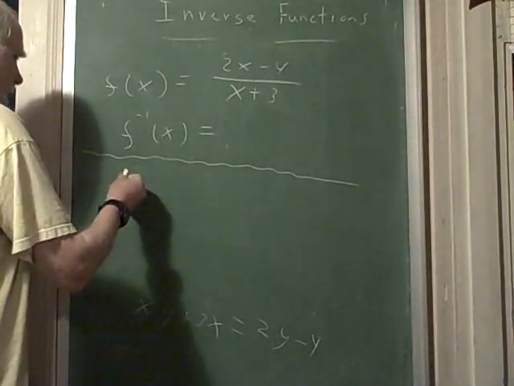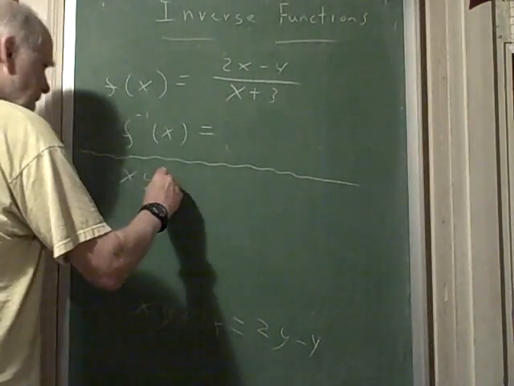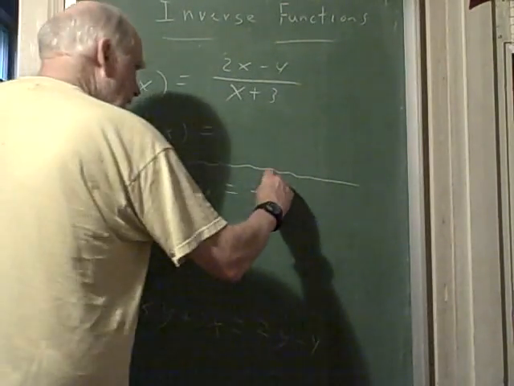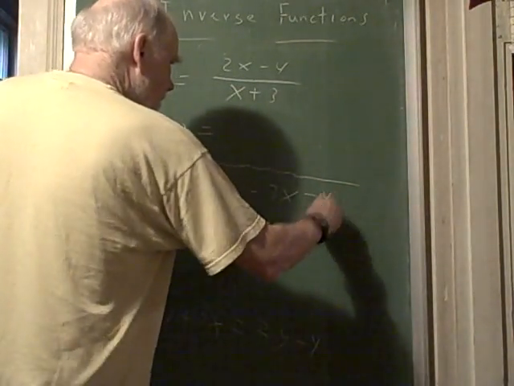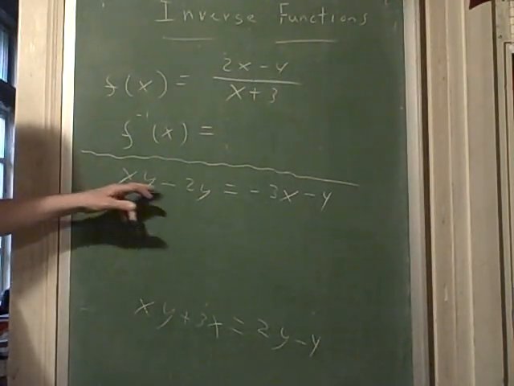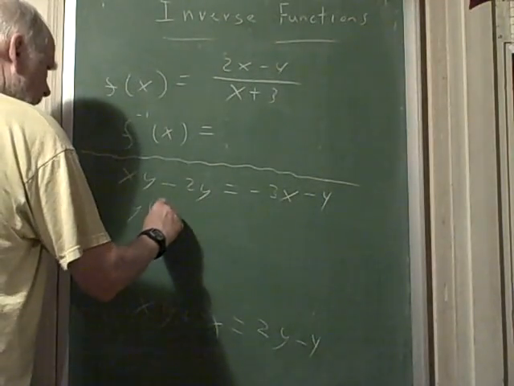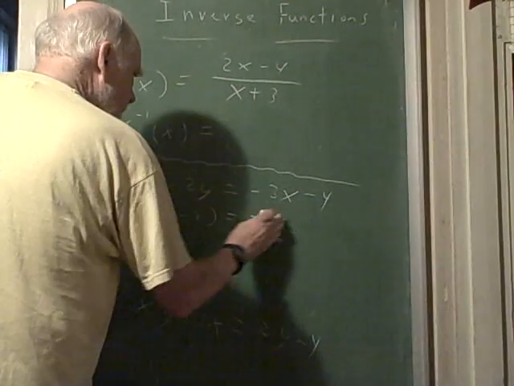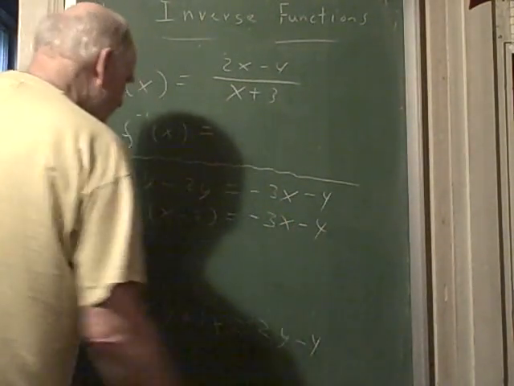Now what I do is get all my y terms on one side, that's xy on this side. I bring this over to the other side, it becomes negative 2y. I bring this 3x to this side as negative 3x, minus 4. So I end up with that. Now, I can't add these very well, but I can factor out the y. And when I do that, I get y times x minus 2 equals negative 3x minus 4. I get that.